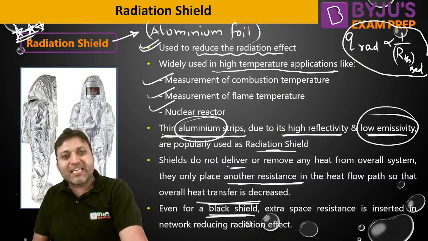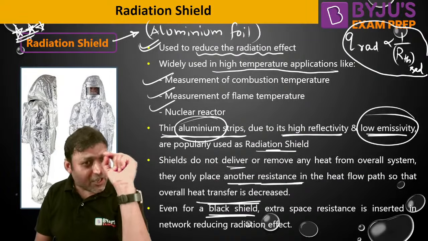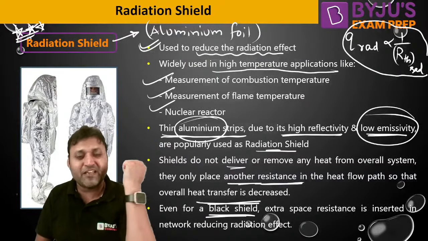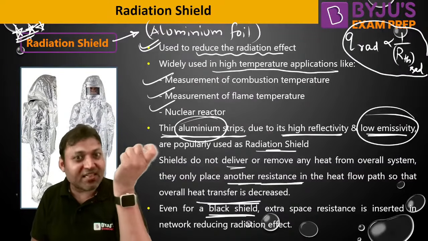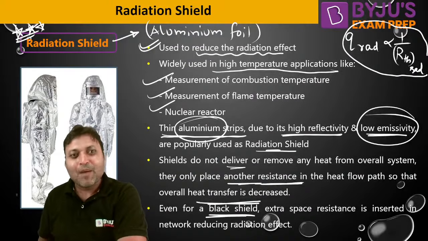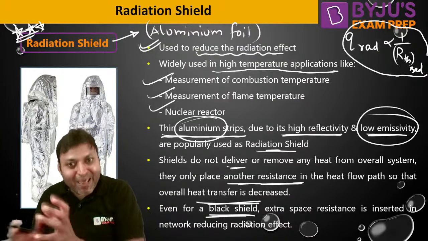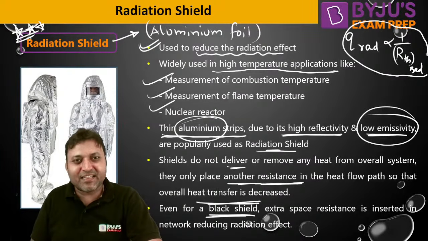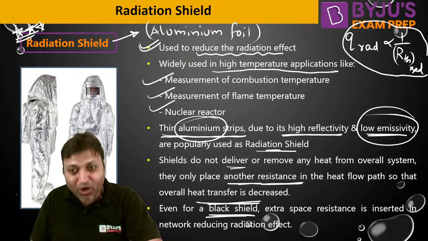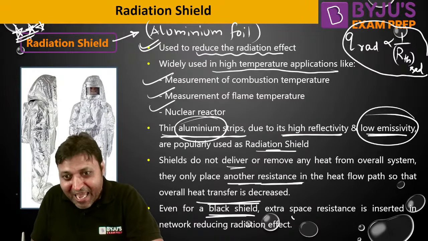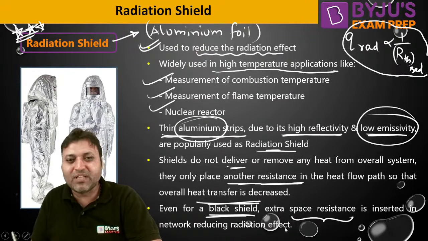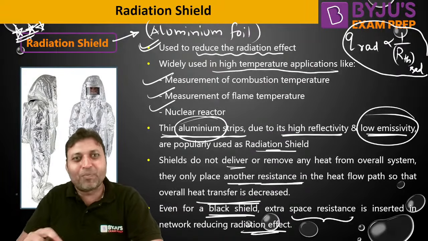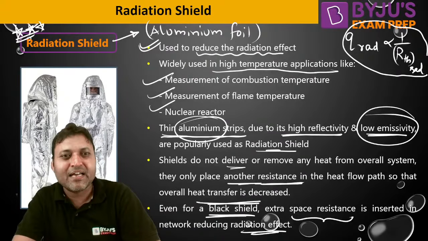Now, if we are using a black shield, then the surface resistance will not be introduced into the system. Surface resistance will be 0. But how will the total resistance be increased? By introducing the space resistance. Even if the black shield is used, there is an increase in thermal resistance, no doubt in that, because of the introduction of space resistance into the network, reducing the radiation effect. I hope it is clear to everyone. All the points are clear to everyone.